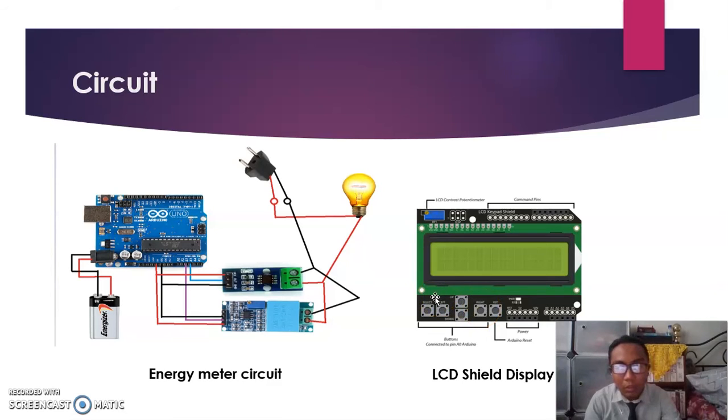The LCD shield display will be connected on top of the Arduino Uno, and you can see that there are many buttons on the LCD shield display. All these buttons will carry out specific tasks, like to change from phase 1 to phase 2, and also to reset the measurement process and others.